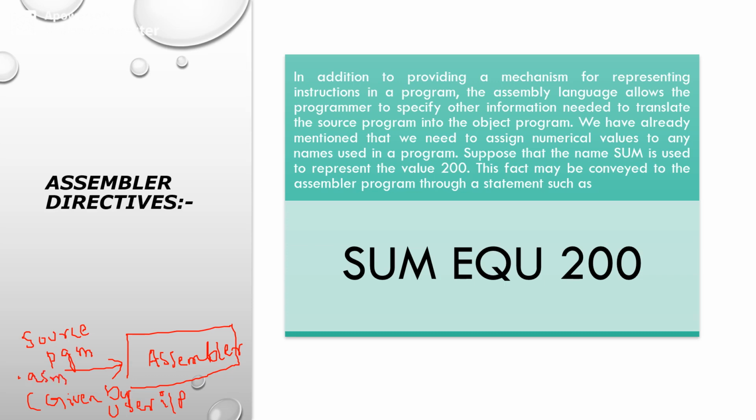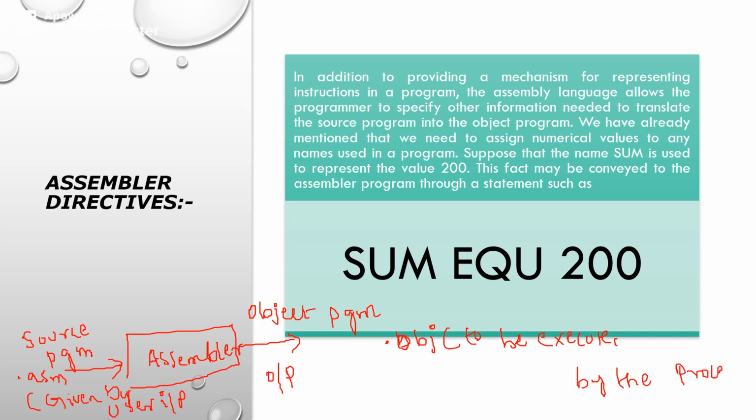The assembler, or system software, will convert the source program into an object program, so that is the output of an assembler, and the format is .obj, which is to be executed by the processor.